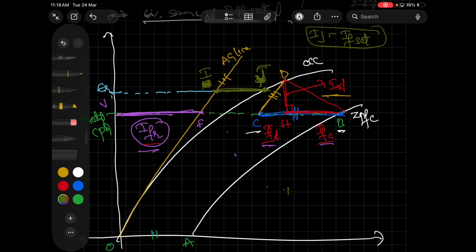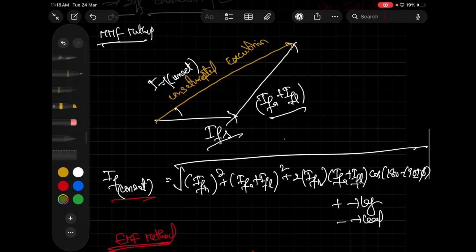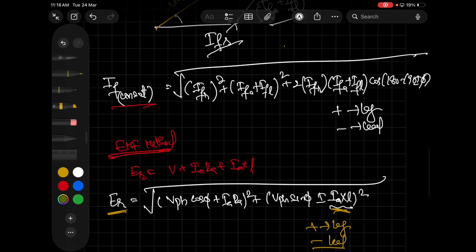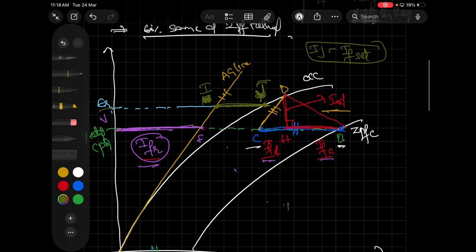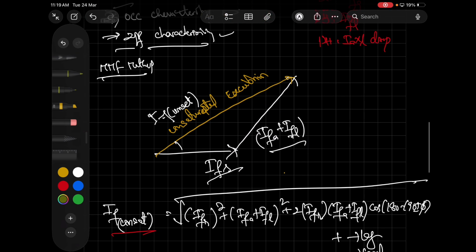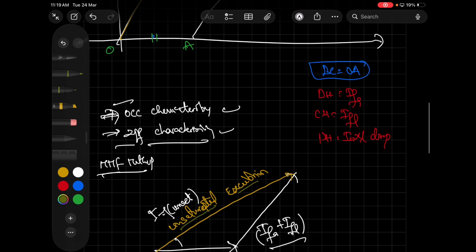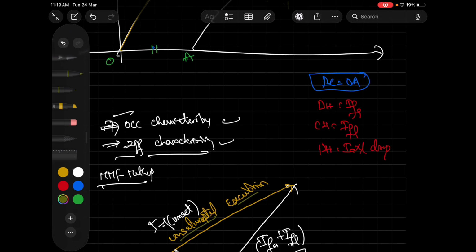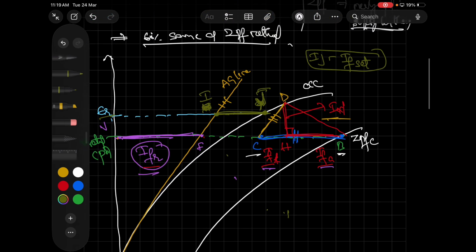So how I am calculating ER here from the graph: use the EMF method, use the formula here. That is the same. What is the formula that I am using in the EMF method? That is under root of V phase cos phi plus IA RA whole square plus V phase sin phi plus or minus IA XL. Represent this ER in the graph, drawing a dotted line onto OCC. Till now I have calculated unsaturated excitation, IF unsaturated. Now in the ASA method I am also considering the saturated excitation. For that saturated excitation, how can I represent it?